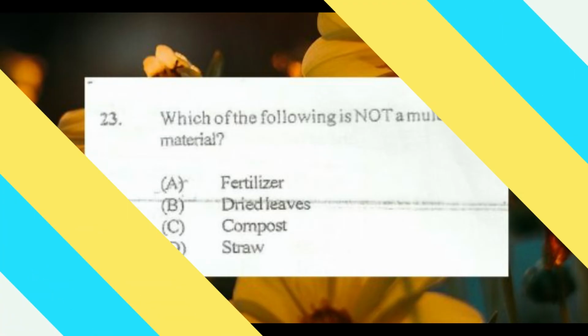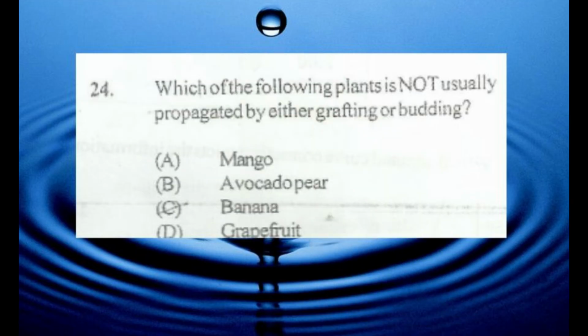Question number 24. Which of the following plants is not usually propagated by either grafting or budding? A. mango. B. avocado pear. C. banana. D. grapefruit. The answer is C. banana. Budding and grafting basically means removing parts of plants and putting it on another plant of the same species to grow.